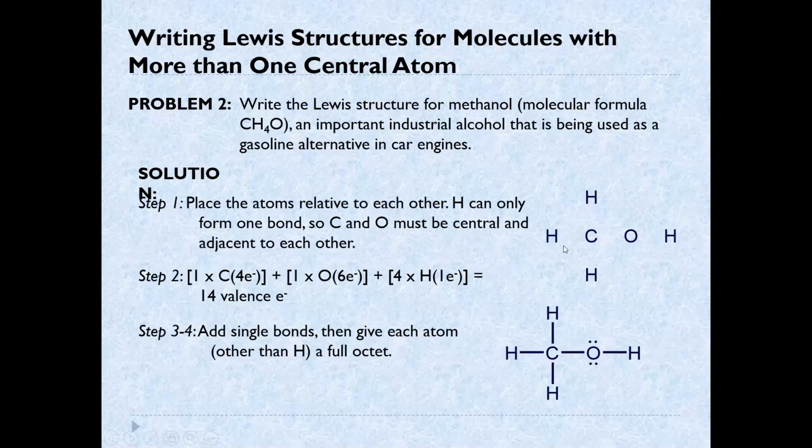You also calculate the total number of valence electrons. You will calculate this to be 14: hydrogen is 1 times 4, 1 carbon atom times 4, oxygen is 1 times 6. That's 14 valence electrons. You know that hydrogen can never have an octet. So in this case, each hydrogen has 1, 2, and the bonds account for 8 electrons.